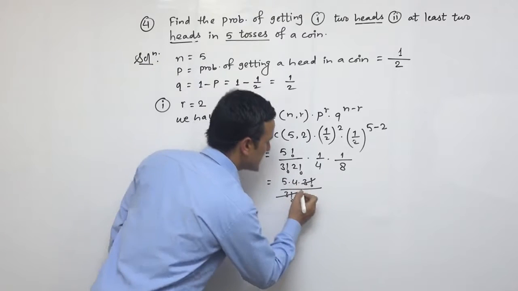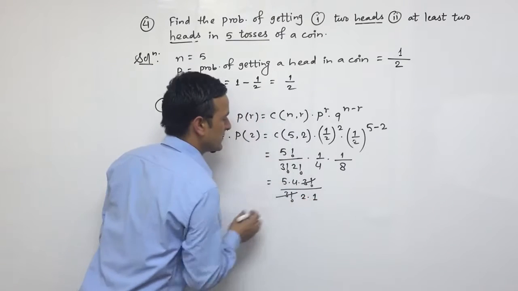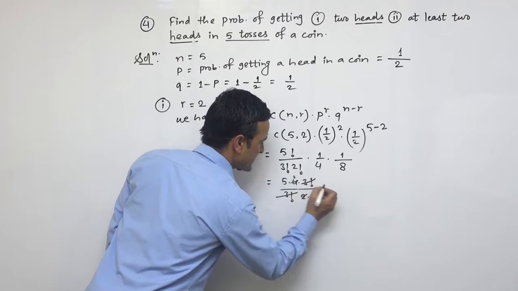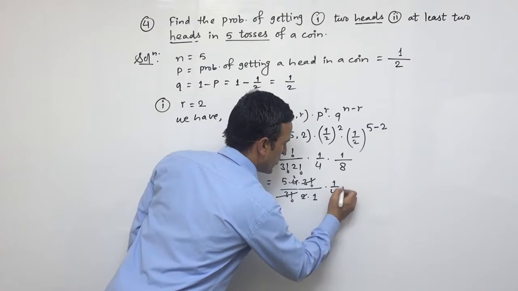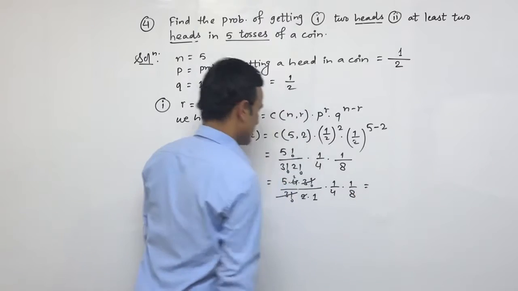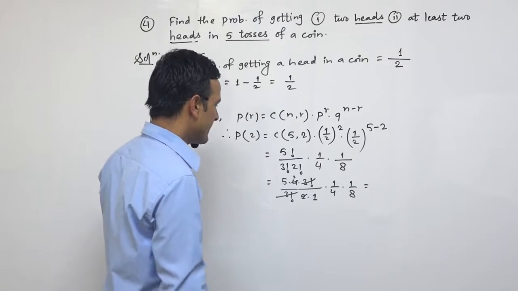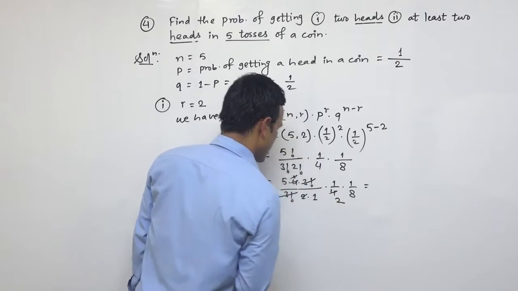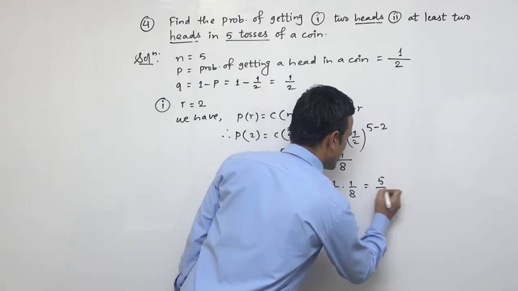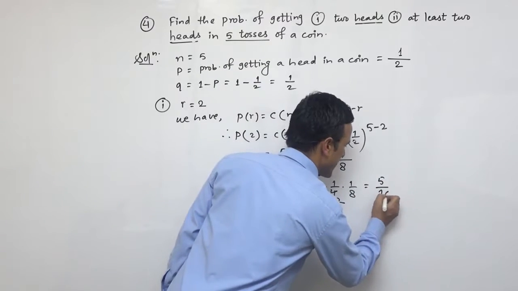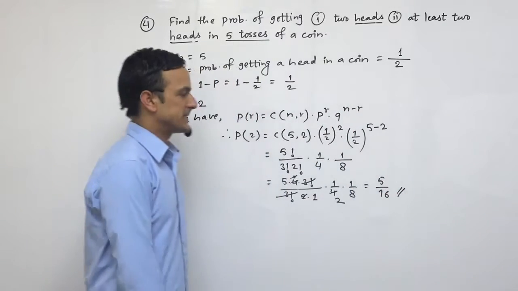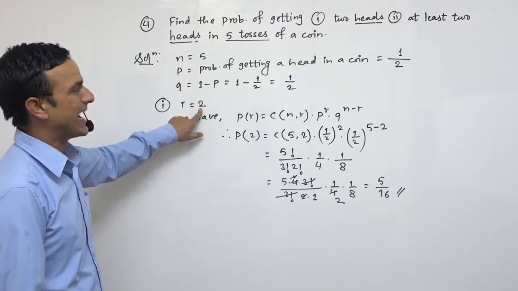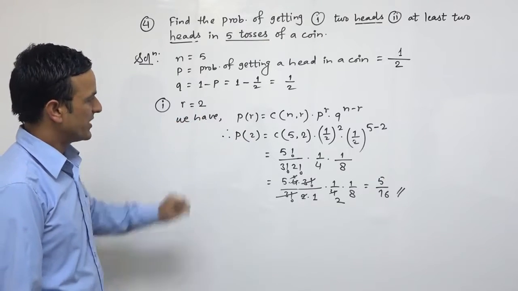Finally we can cancel it, and 2 factorial means 2 into 1. So now we can cancel 2 and 4. 2 times 1 upon 4 into 1 upon 8. So 2 and 4 cancel, 2 to the 4. So in the numerator we have 5 and in the denominator 2 eights are 16. 5 by 16 is the correct answer for getting these two heads.